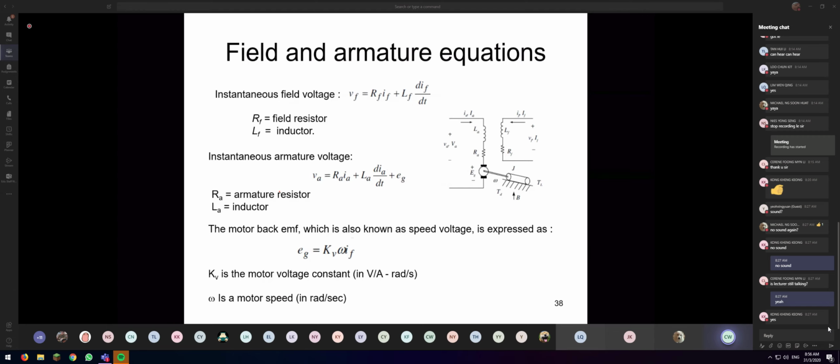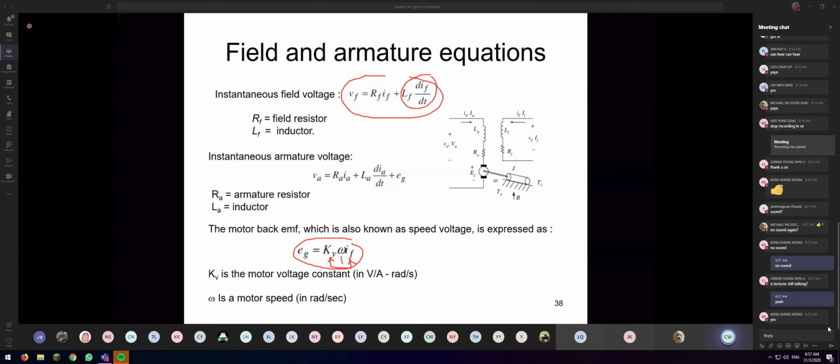This is the instantaneous field voltage. Instantaneous means during the build up or during the changes of the state of the condition. It means during that time, they don't achieve the steady state yet, so you need to consider the changes on the inductor. But when you are able to achieve stability, the rest of the formulas are the same. This EG, the back EMF, is proportional to KIF. KIF refers to the field flux, which is controllable by controlling the field current.